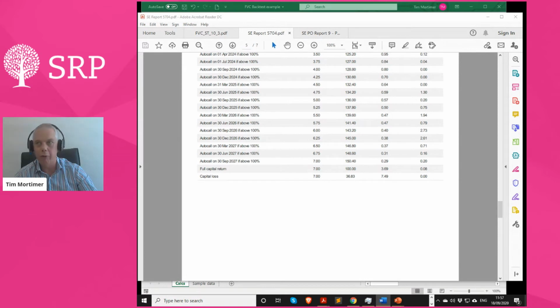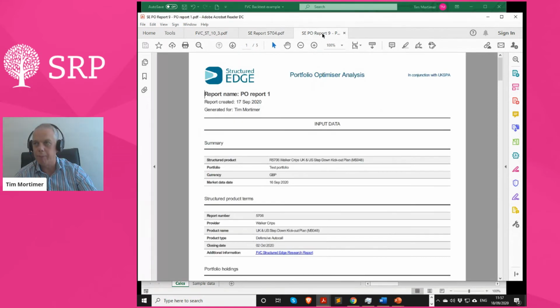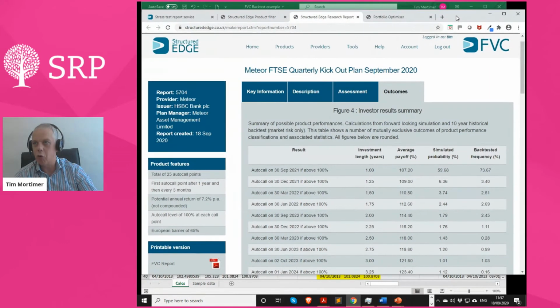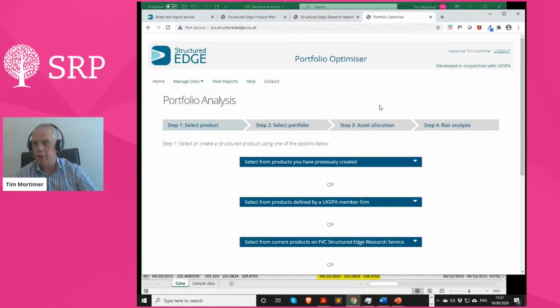Right, so now I'm going to move on to the portfolio optimizer. So I'll come back to this in a minute. I'm going to talk about the idea of structured products in portfolio analysis. So this is the application which was brought out by the UK Structured Products Association earlier this year. There's a version actually on their own website, and there's also one that works in conjunction with Structured Edge. So I'm showing this one because of the continuity.